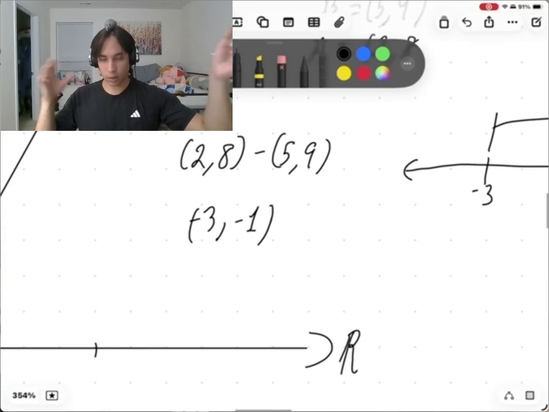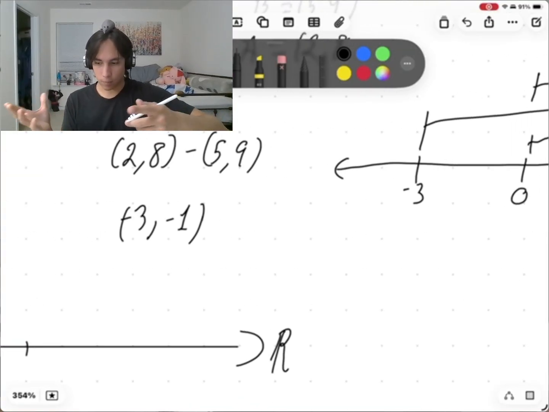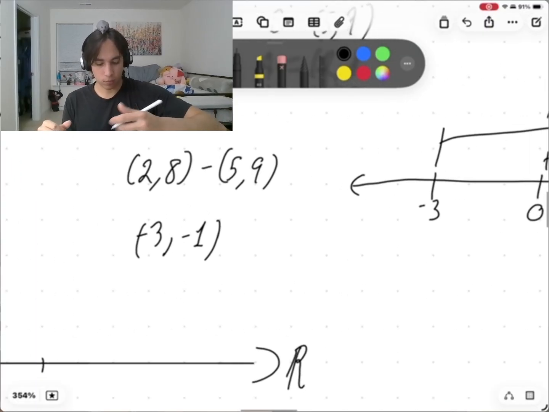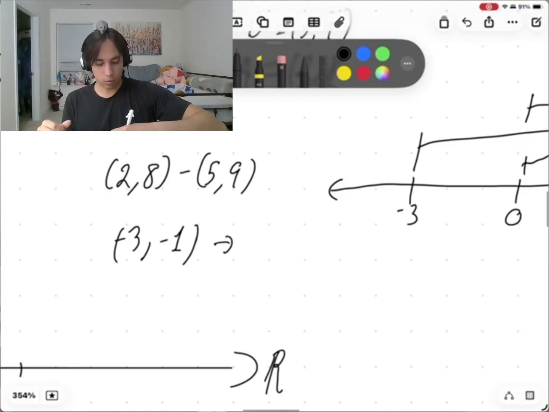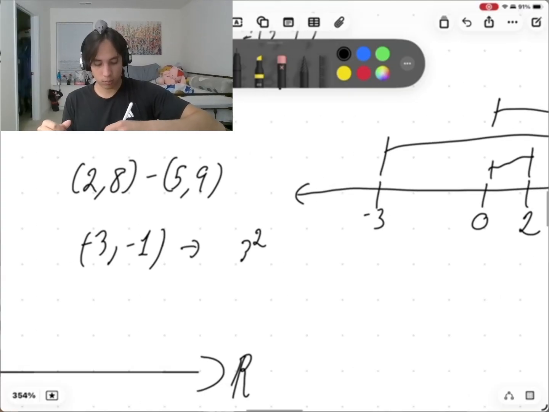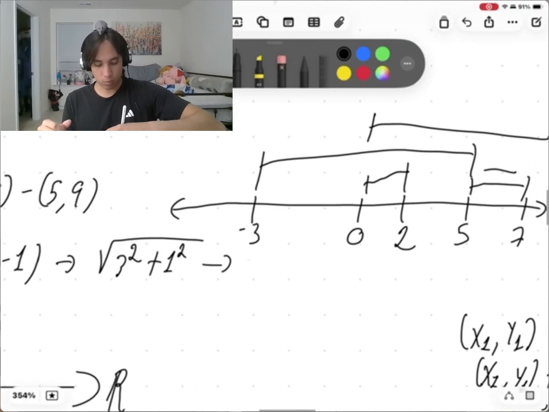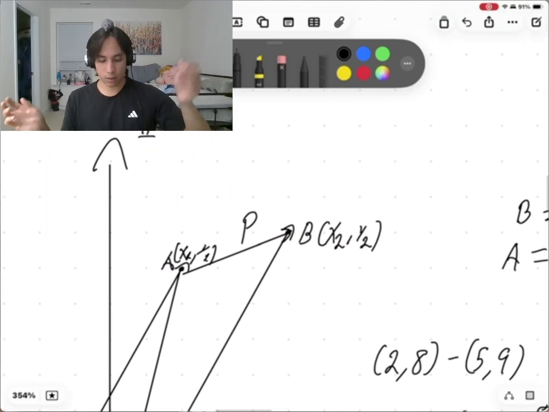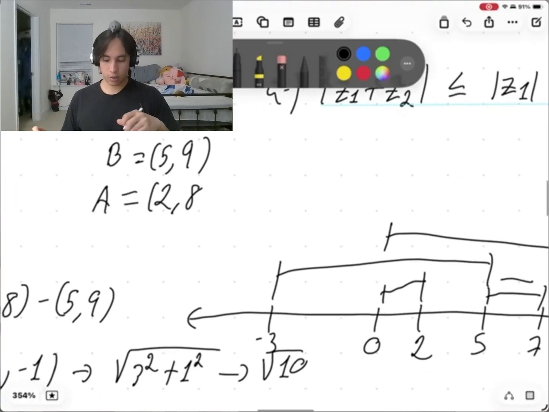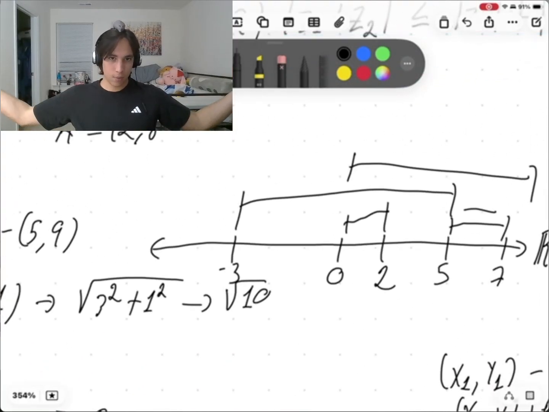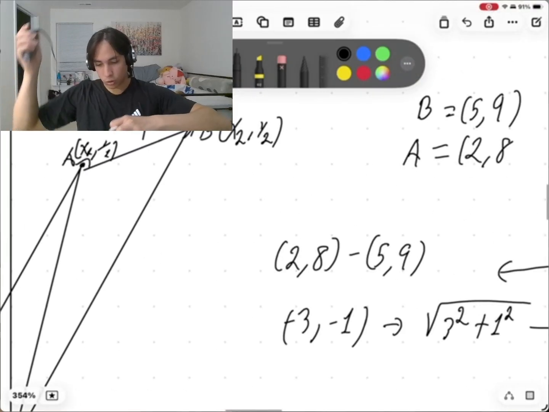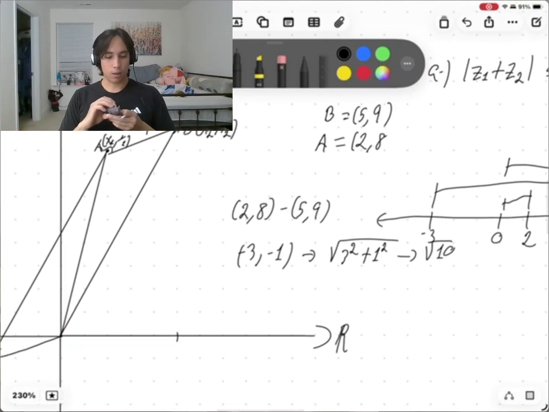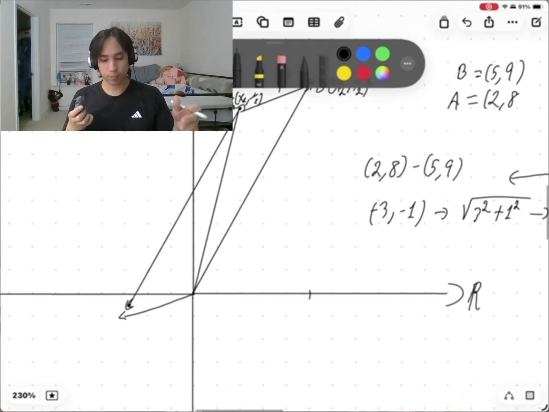So now, to get the distance between them, we calculate the absolute value of the subtraction. This is going to become 3 squared plus 1 squared, so it's going to be square root 10. So the distance between points A and B is square root 10. That's how you do it algebraically, and that's how you do it graphically, right?